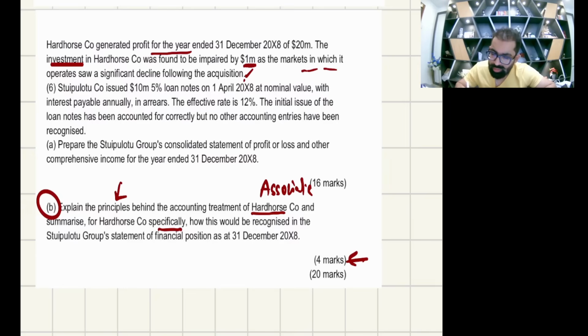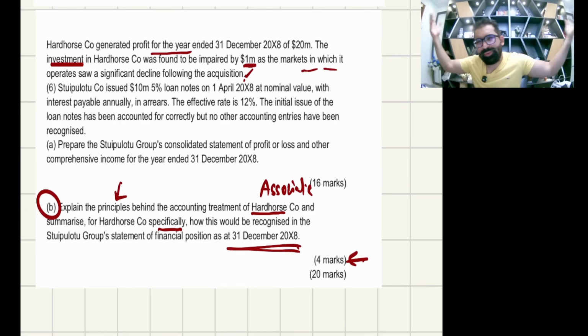You have to link how this would be recognized in the group statement of financial position as at 31st December X8. Whatever data is given, you need to discuss that data. First of all, the parent company is an investor, and in my class when I teach, there are certain levels of investment. The peak level is subsidiary, meaning you have control, you can do anything.